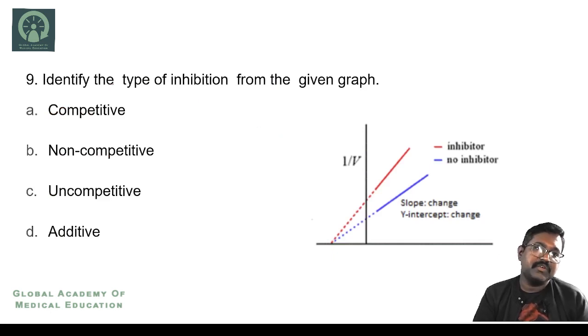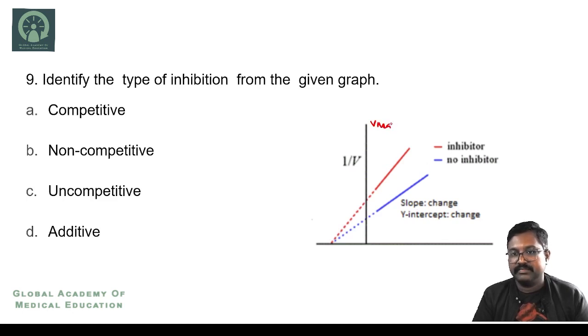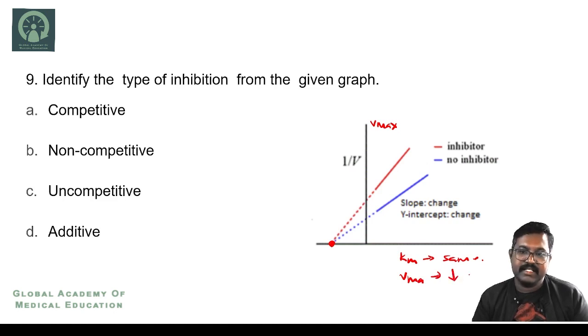Next, coming to the ninth question, that is identify the type of inhibition from the given graph. So this graph shows the Vmax, and this will tell about the Km. So what is happening to Km? Km is the same, whereas Vmax is decreased. So this happens in case of non-competitive type of enzyme inhibition. Please remember, non-competitive type of enzyme inhibition.